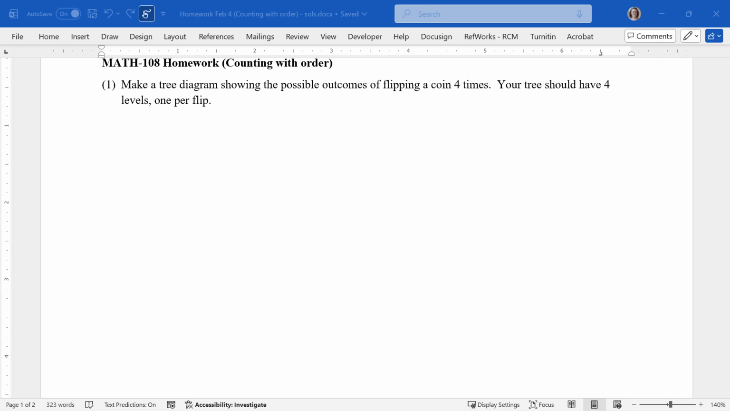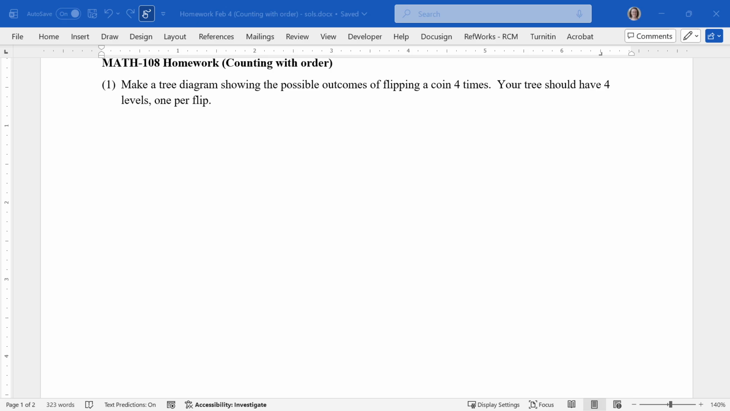Hello everyone. In this video, I am going to go over the homework on counting with order. So our first question, I've made a bunch of blank space under it. We're going to make a tree diagram showing the possible outcomes of flipping a coin 4 times.